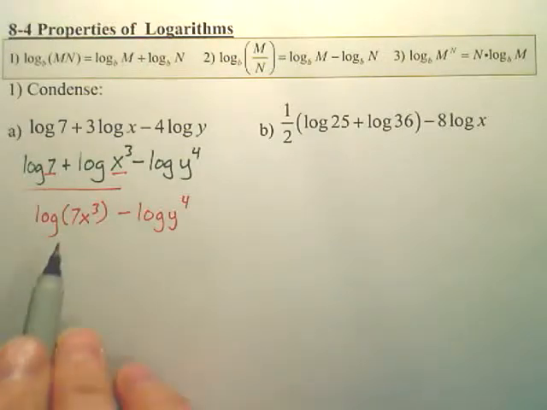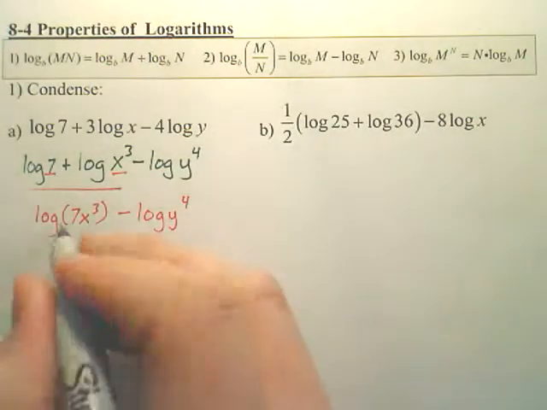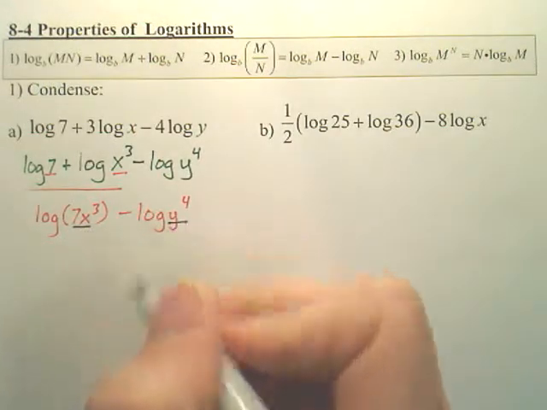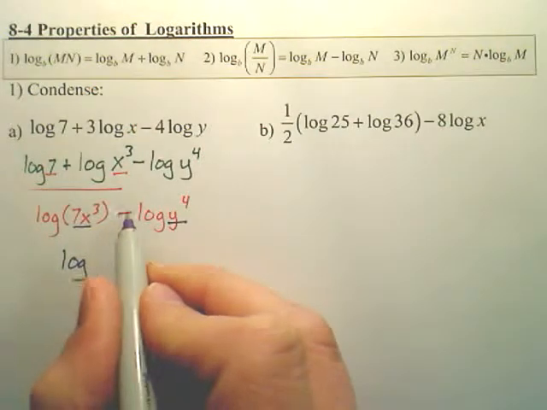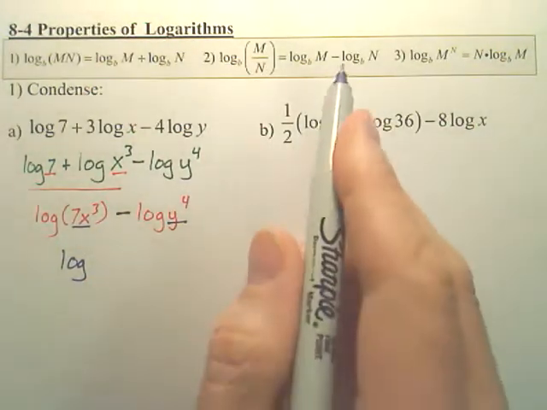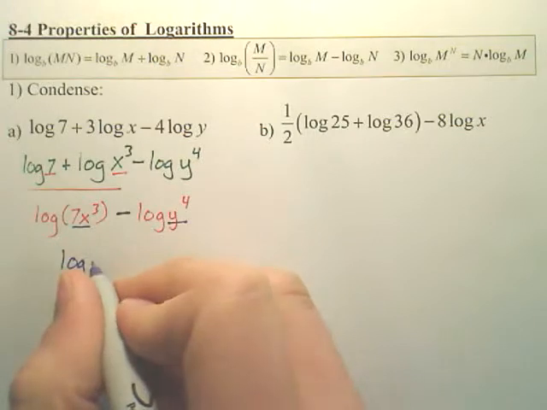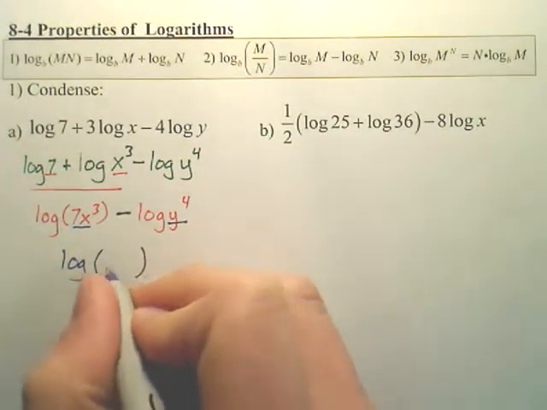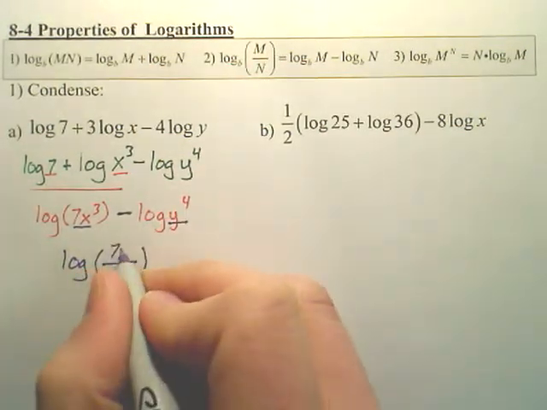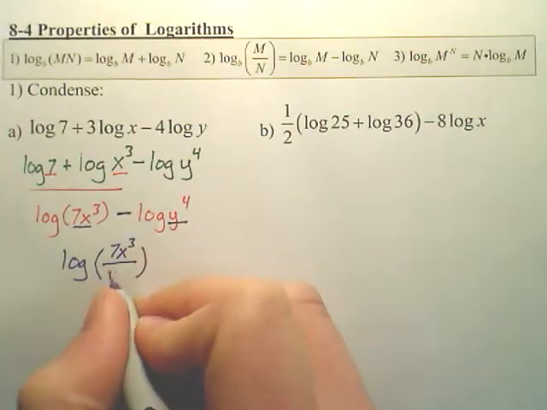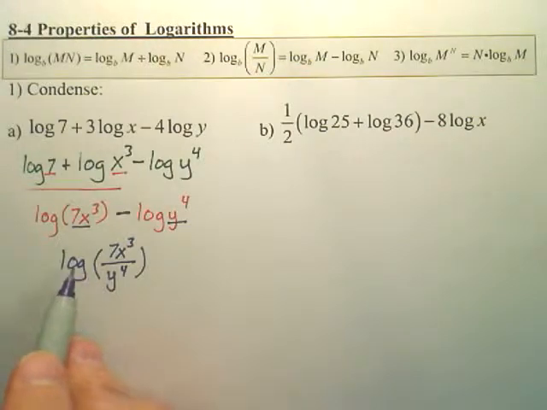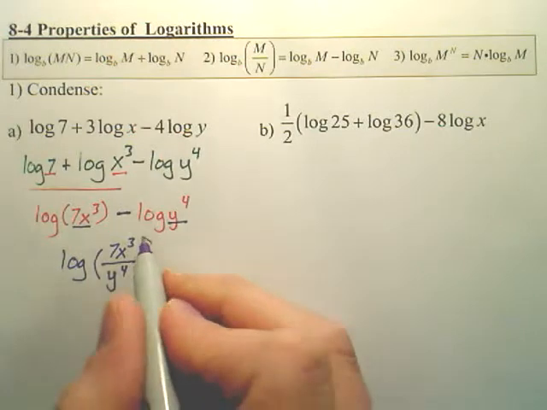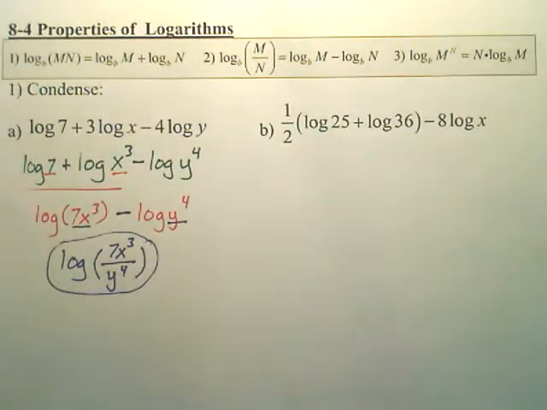Now these two pieces have the same base, so we can do something with these two pieces. What does a minus mean? Minus means divide. So what's going to happen here is, inside the log, we're going to have a division: 7x to the cubed, and you're going to divide by y to the fourth. Now, our final result when you condense is a log with everything inside. And that's what we have. It is completely condensed.